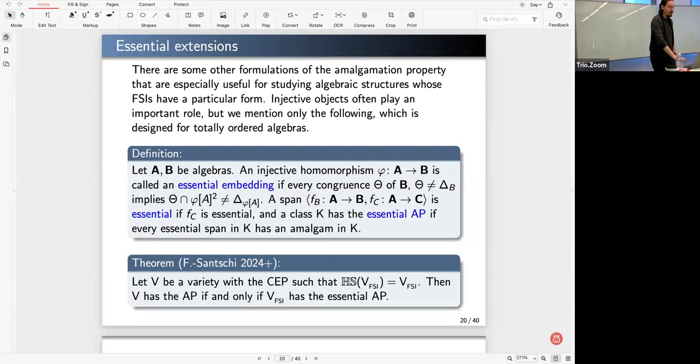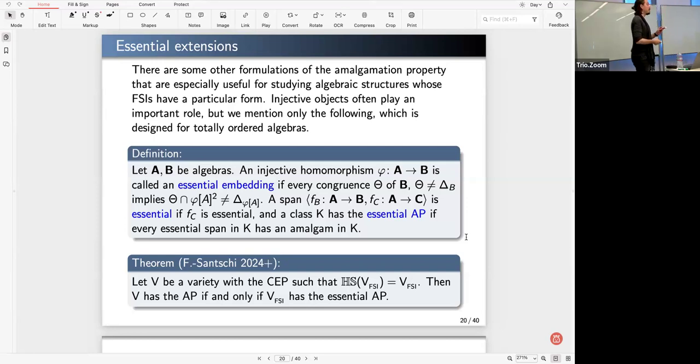Now I'll say that a span, which I've written as a pair of morphisms here, is essential if just one of the maps is an essential embedding. And I'll say that a class has the essential amalgamation property if every essential span in the class has an amalgam. The theorem about this is as follows. If I take a variety with the congruence extension property, and I assume that the class of finitely subdirectly irreducibles is closed under homomorphic images and subalgebras, then the variety has the AP if and only if the finitely subdirectly irreducibles have the essential AP.